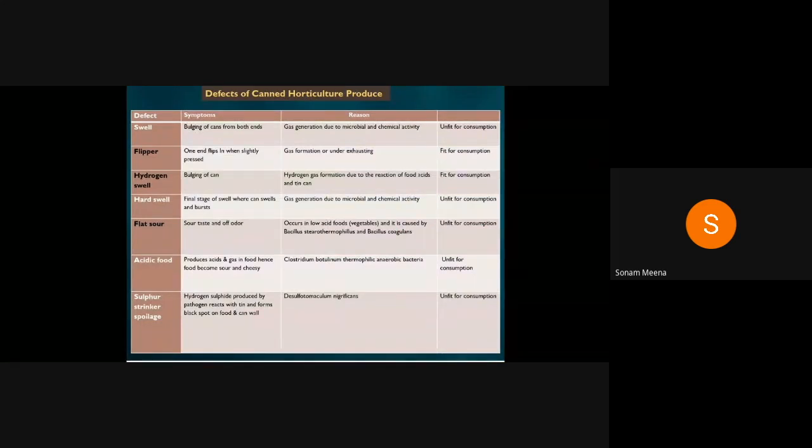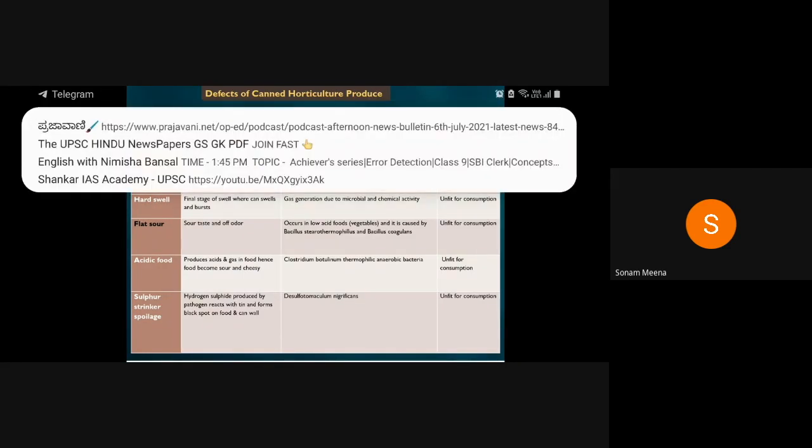And flipper and hydrogen swell defects were asked in previous exams. These are defects of the canned horticultural produce like swell, flipper, hydrogen swell, hard swell, flat sour, acidic food, sulfur stinker, shrinkage, spoilage.